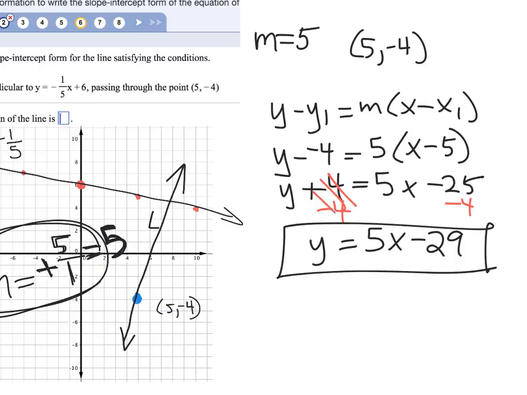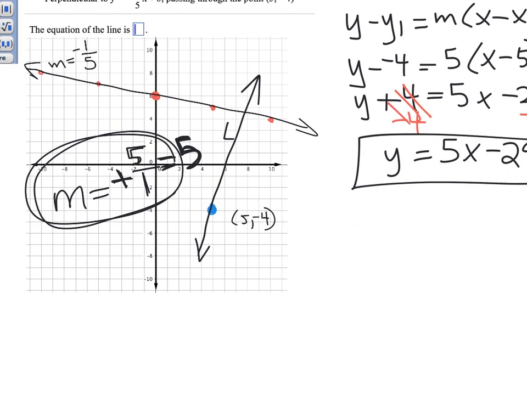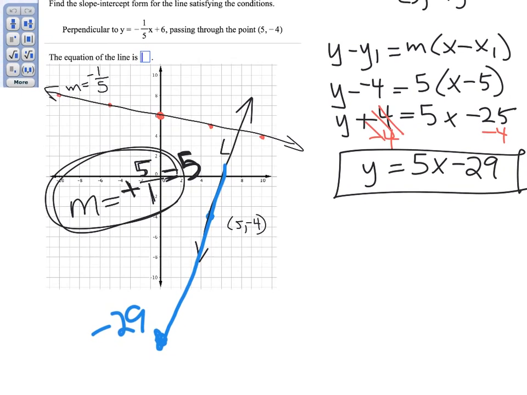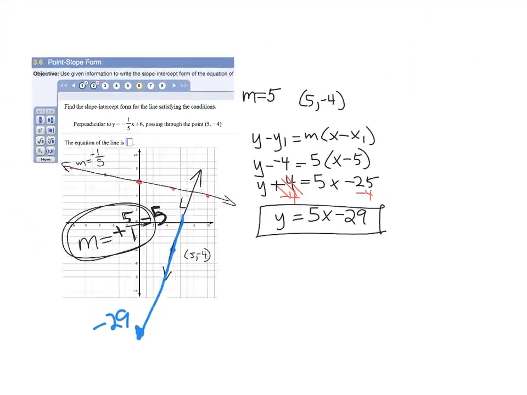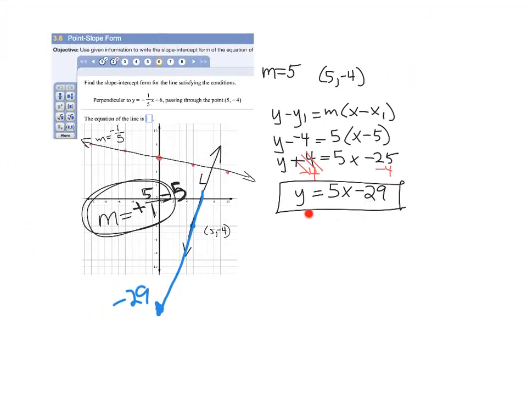So if you think about it, this is saying, first off, it's got to be going up 5 over 1, up 5 over 1. That's what this means, and that's our line. And then it says it's going to cross the y-axis at negative 29, and sure enough, if we were going to continue this line, it would be way down here at negative 29. So that tells us that our answer is probably pretty darn reasonable.